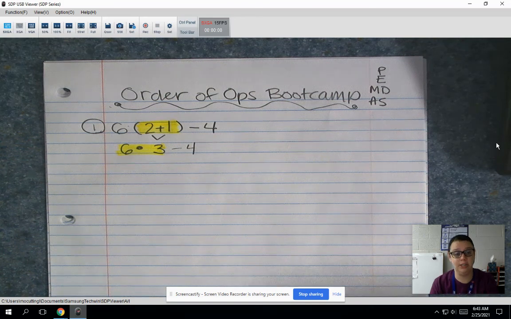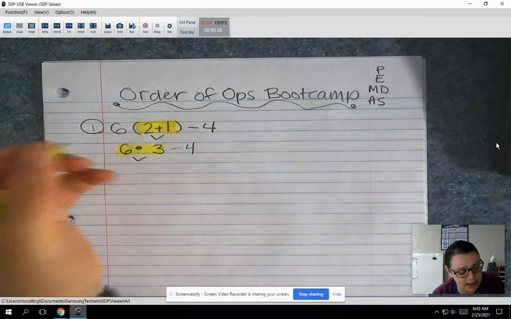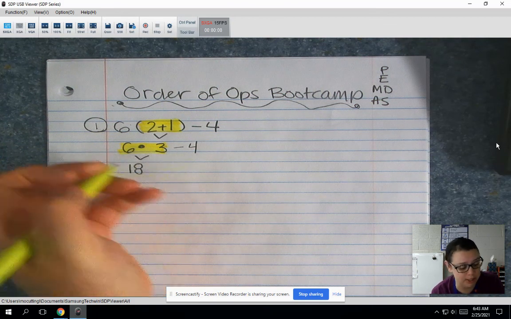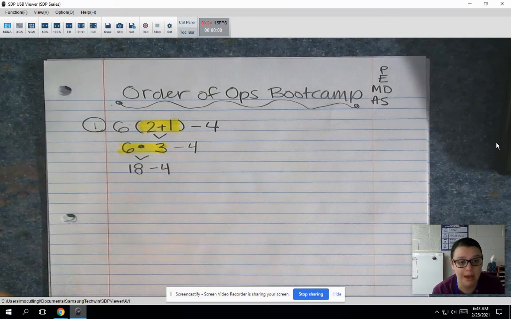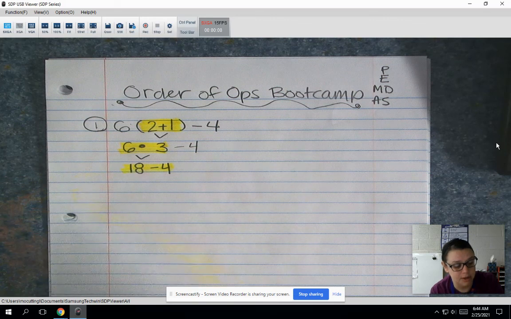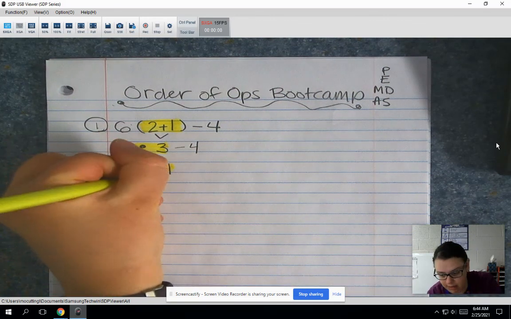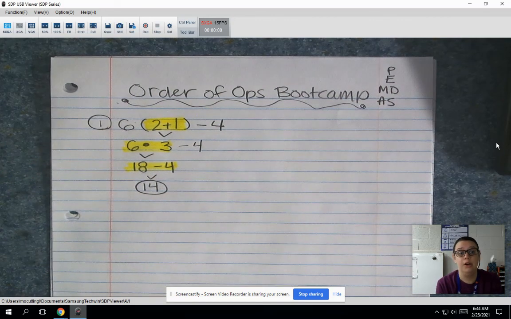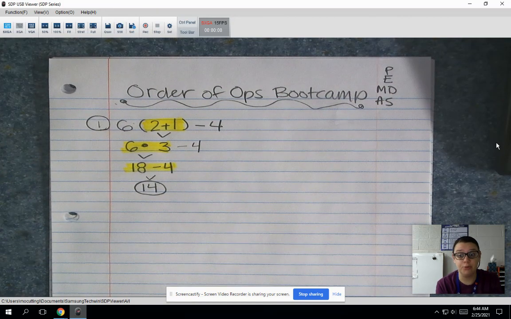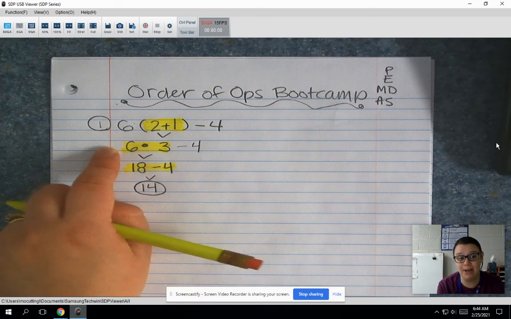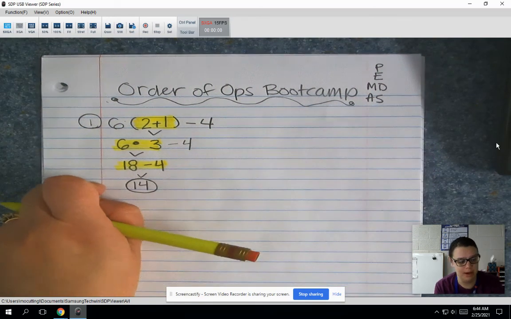So 6 times 3 is 18. I copy down everything I haven't used yet, which is just the minus 4. I would go back to my order now, but obviously the subtraction is my last step. So I'm going to highlight that, and that gives me 14. Write neatly so you can read it. Make sure that you're copying everything that you haven't used yet down. All right.